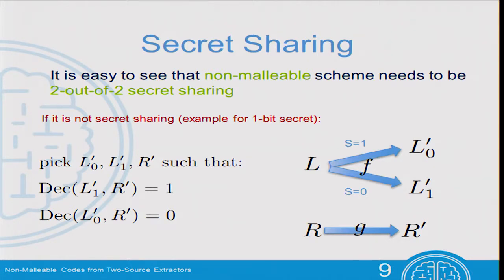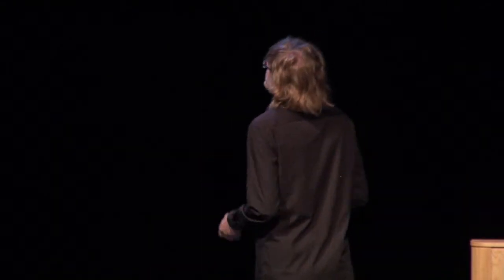If you remember the second definition, the code is non-malleable if you cannot flip the stored secret. So this one obviously is not non-malleable. And I think it gives you the idea why it has to be secret sharing. Well, it's not really foolproof, but yeah. So we know it has to be a secret sharing.